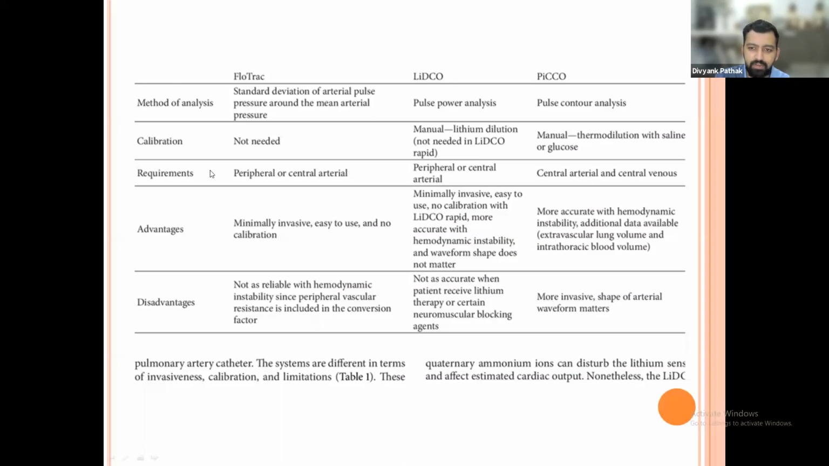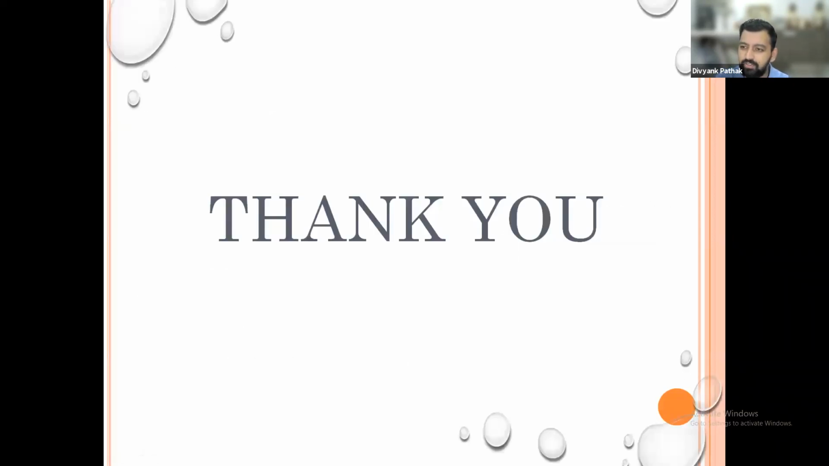These are the different methods by which we can see the arterial waveforms. The first method is the standard deviation of arterial pulse around the mean pulse pressure. Then there is LiDCO. Then there is PiCCO. I will not go into details of these things. These are maybe out of the scope of pulmonology. So thank you for the presentation. I'm open for questions.